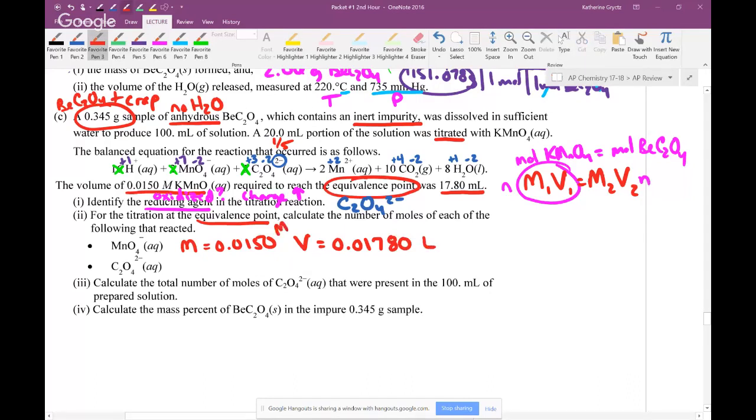Okay, so they give you the molarity and the volume. You do have to make sure that your volume is in liters because you're looking for moles. So you're essentially plugging into this formula, but you're going to get M times V to solve for moles, which is what that M1V1 is.